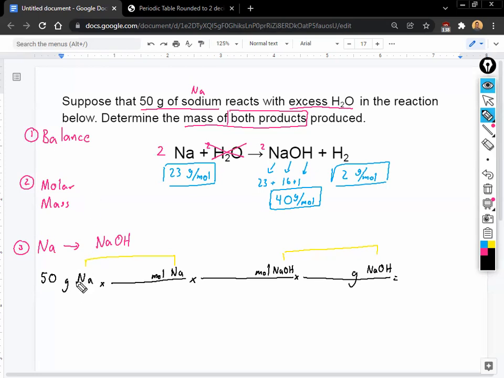Okay, let's start filling out the bottoms. I want to get rid of grams of Na. If I want to get rid of something on the top, I put it on the bottom. The numbers come from the molar mass, so we go back to step number 2. We said molar mass of Na is 23. So we put 23 next to grams and 1 next to moles. And that's going to let us cancel out grams of Na.